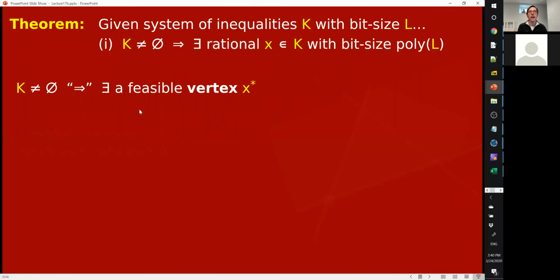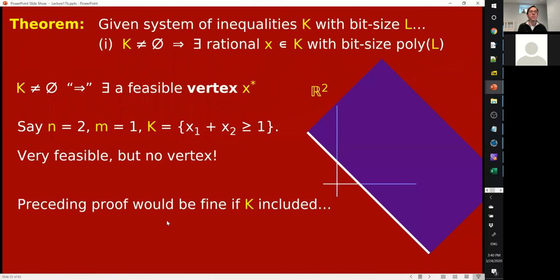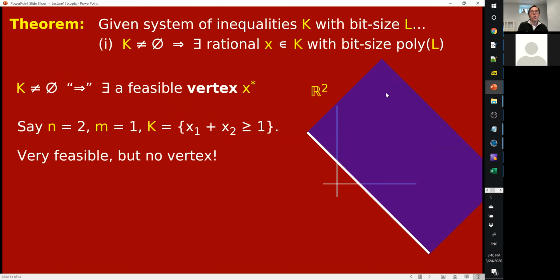Well, the annoyance is that sometimes there are no vertices. So here's a perfectly valid linear program. n is 2, m, the number of inequations, is 1. It's just x1 plus x2 is greater than or equal to 1. You have one half space. Here's the feasible region. It's everything above, to the northeast of that. And there are no vertices. It's just a line. So that's a problem.